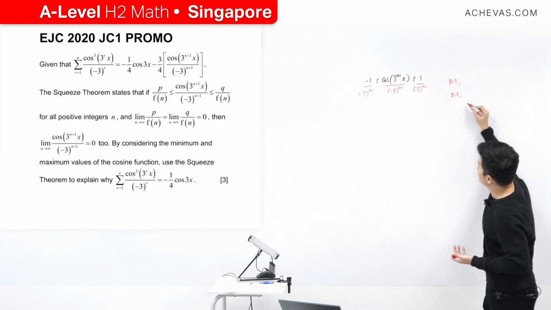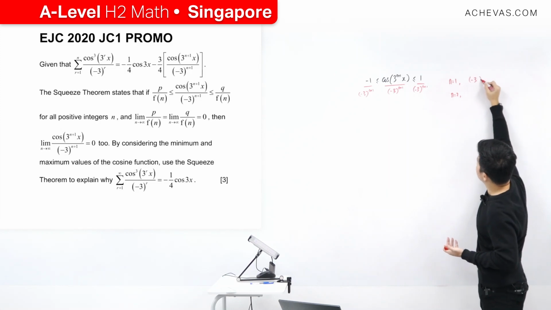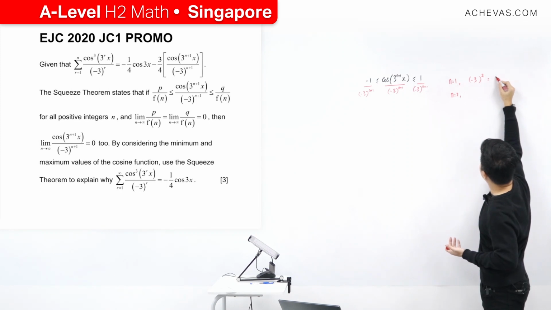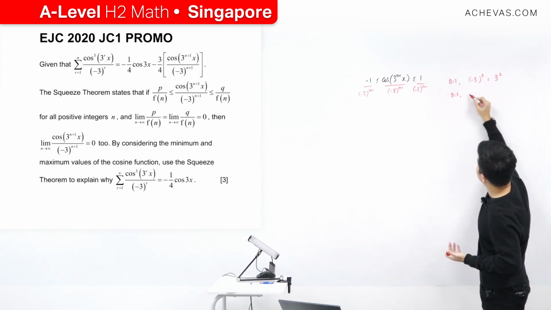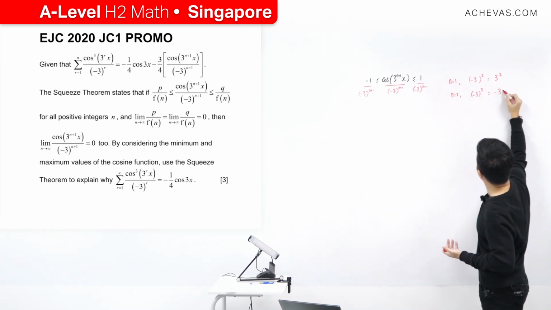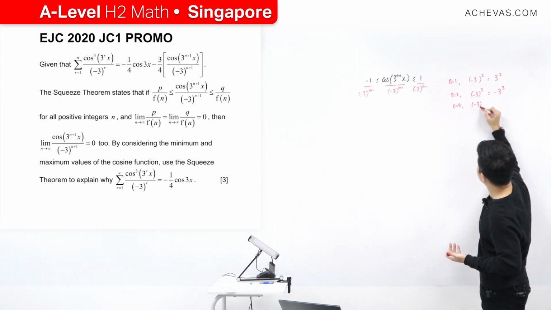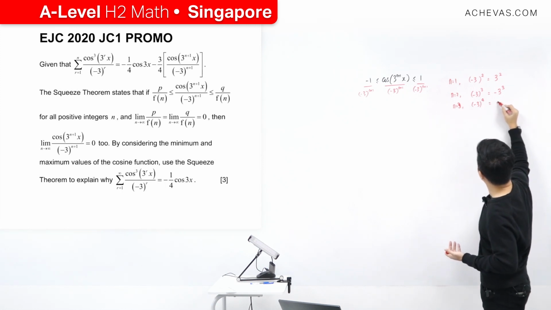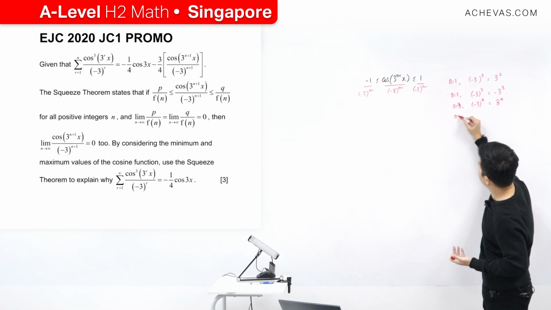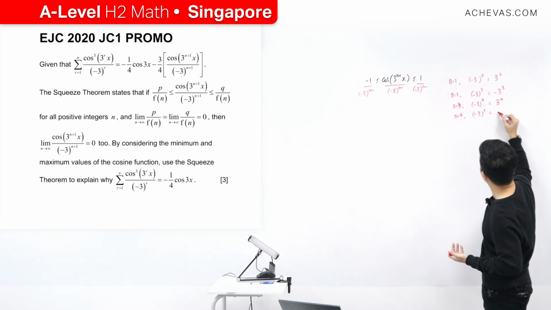So when n is equal to 1, we have a -3 to the power of 2, which is going to be equal to 3 to the power of 2. When n is equal to 2, we have a -3 to the power of 3, which is a negative 3 to the power of 3. When n is equal to 3, this to the power of 4, this is going to be positive 3 to the power of 4. When n is equal to 4, then we have a -3 to the power of 5.